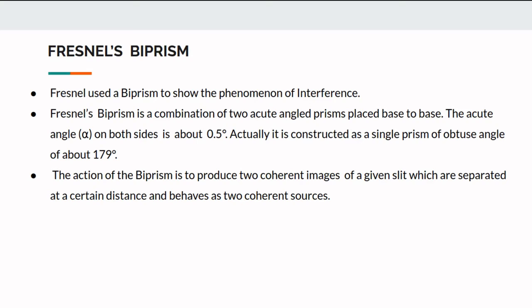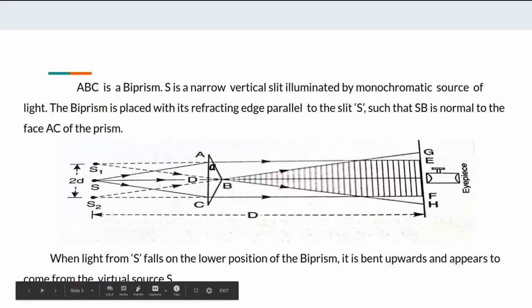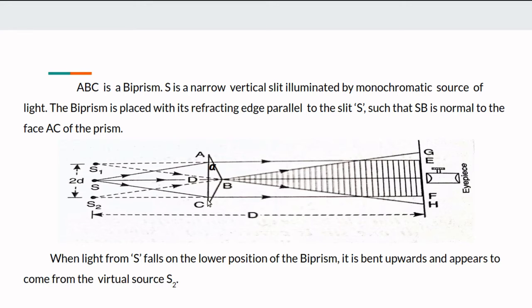In the biprism, the acute angle is less than half a degree. Then the obtuse angle of the prism is about 179 degrees. This is a biprism. These are the acute angles of about 0.5 degree. Then these two together equal 0.5 plus 0.5, 1 degree. This is the obtuse angle.